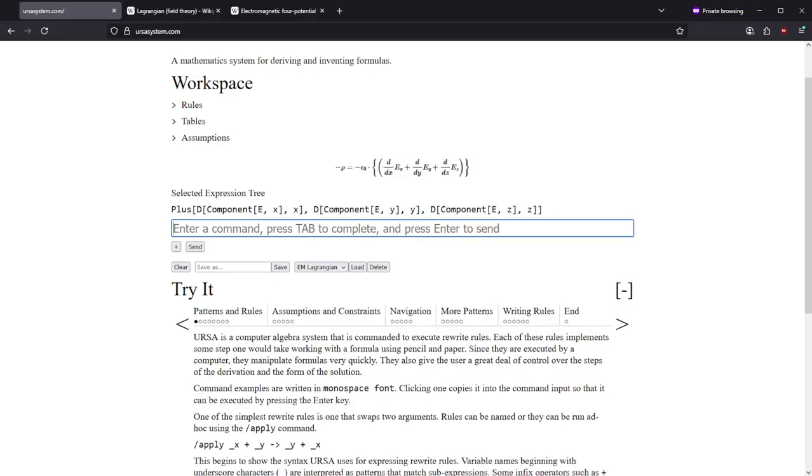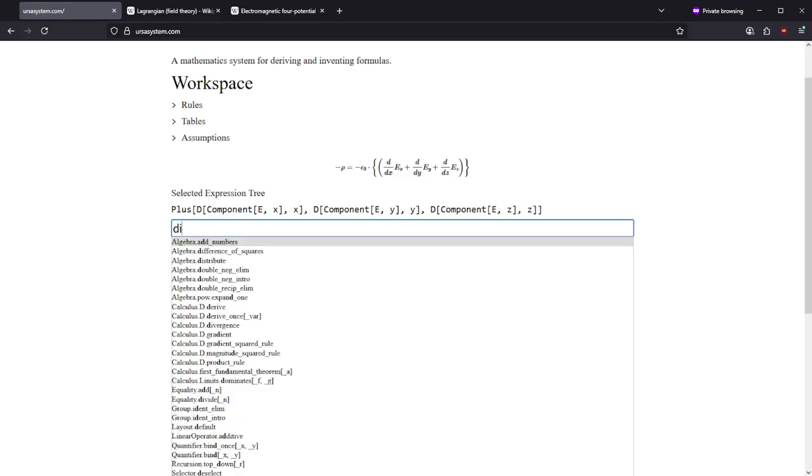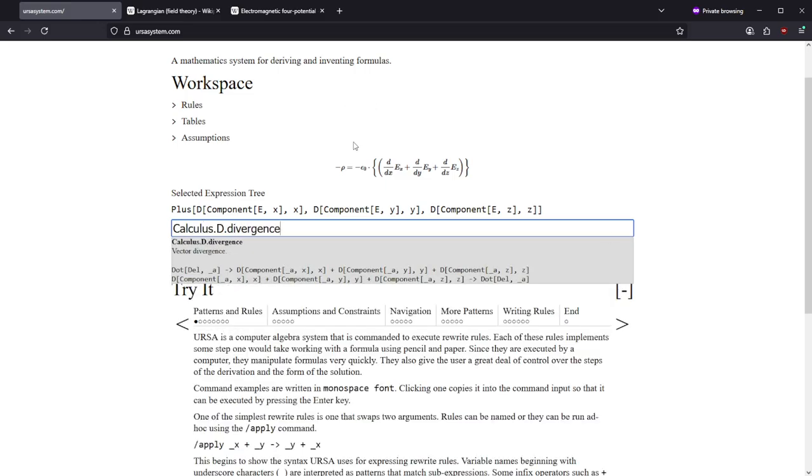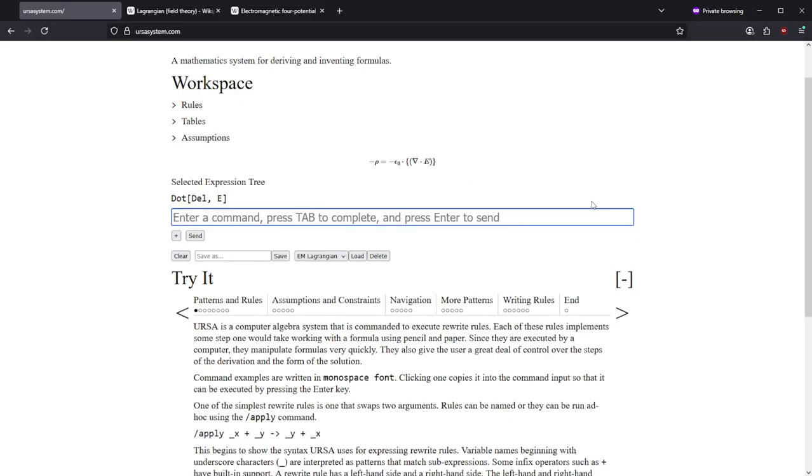Now this thing inside here, this is the divergence of E. And there's a rule called divergence, which since we have this thing and it is the divergence of E, will just rewrite that as the divergence of E. Now we've got negative rho equals negative epsilon naught times the divergence of E. And we can just sort of eliminate this minus sign.